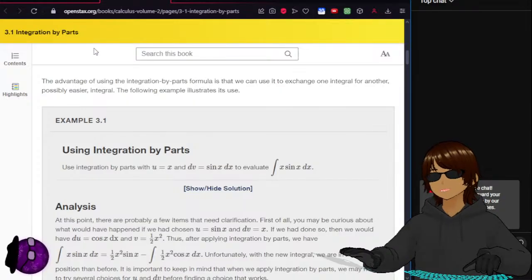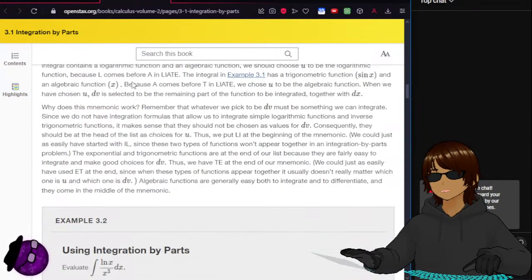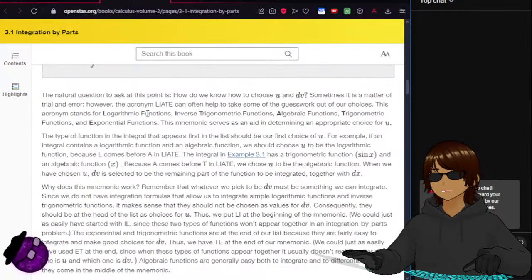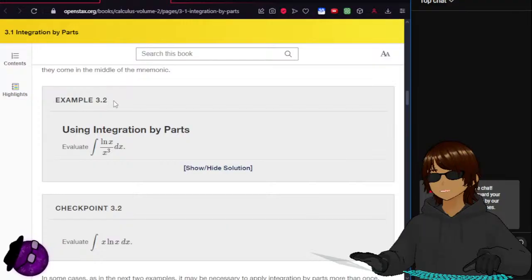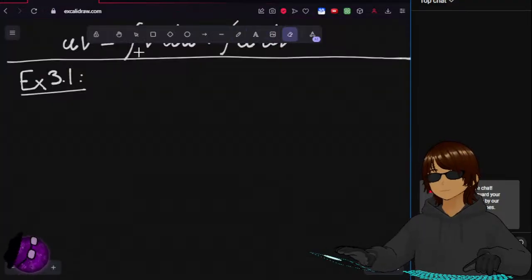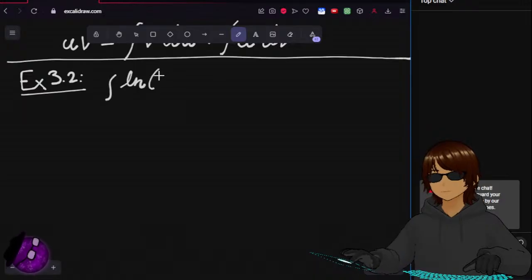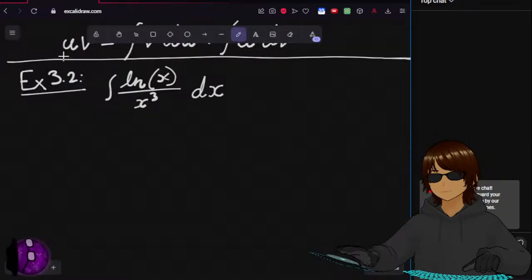Integration by parts. Oh, they tell you though. I want like where they don't tell me. Right. Let's try this 3.2. Let's see how I could do this.